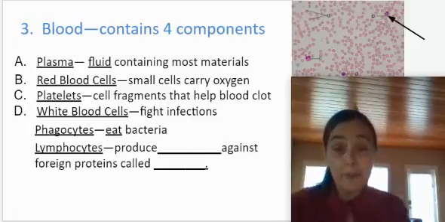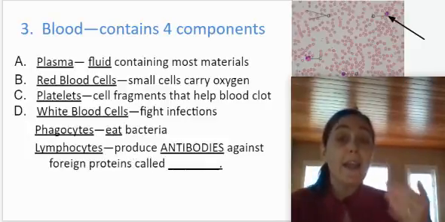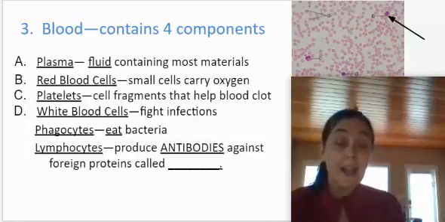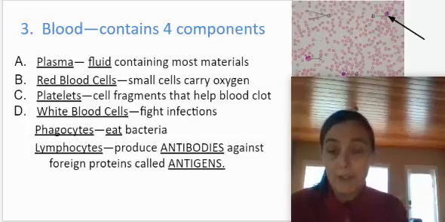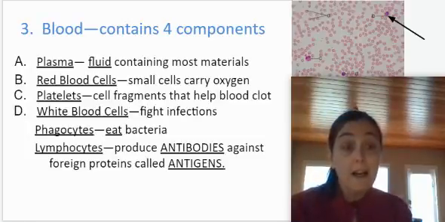And then we have lymphocytes that produce something called antibodies against anything that it doesn't recognize, that is invaders, that have proteins on them called antigens. We'll talk about that in more detail next time.